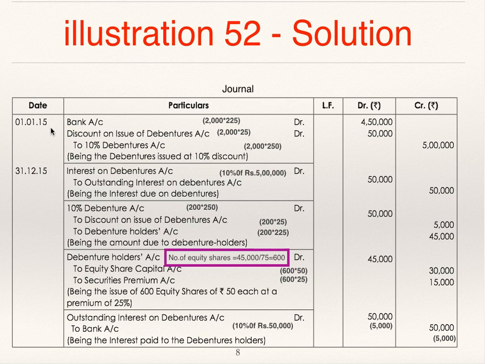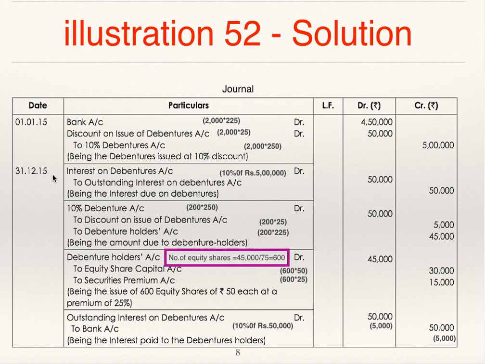On 1/1/15, issue of debentures entry, bank account debit 2000 into 225, 4,50,000. Discount on issue of debentures account debit 2000 into 25, 50,000 to 10% debentures account 2000 into 250, 5 lakhs. Debentures will be credited with face value even if they are issued at par, premium or discount.